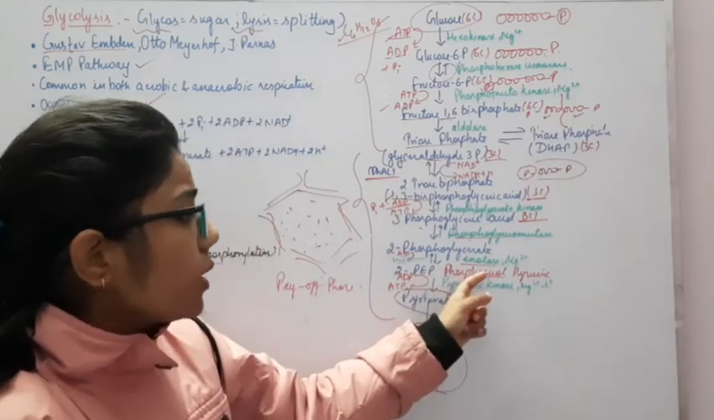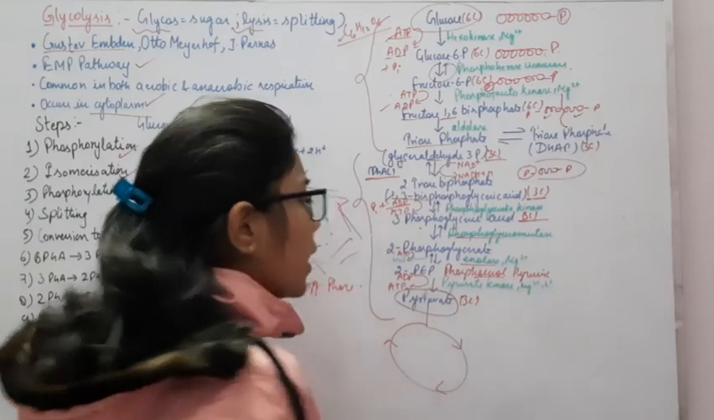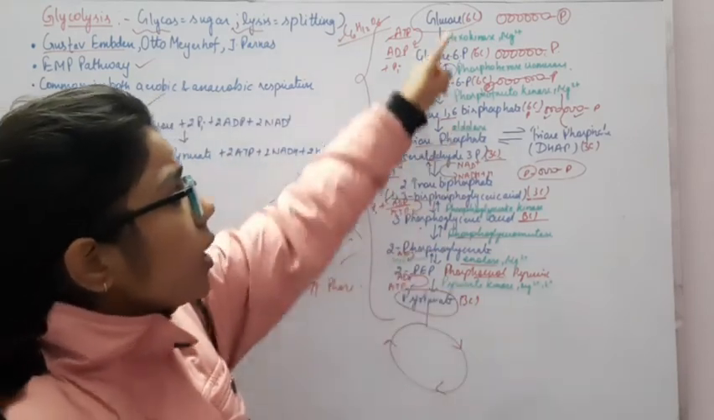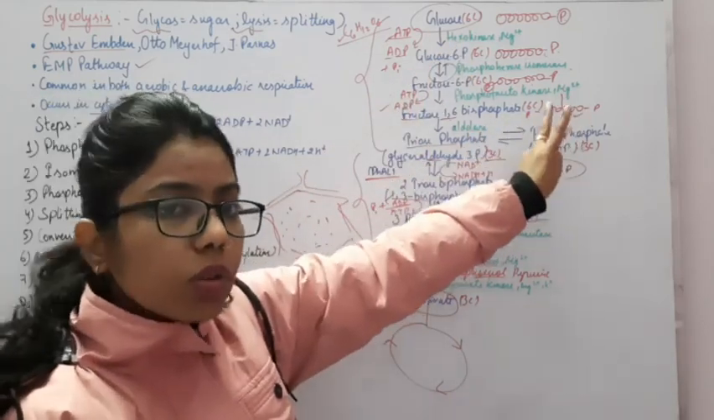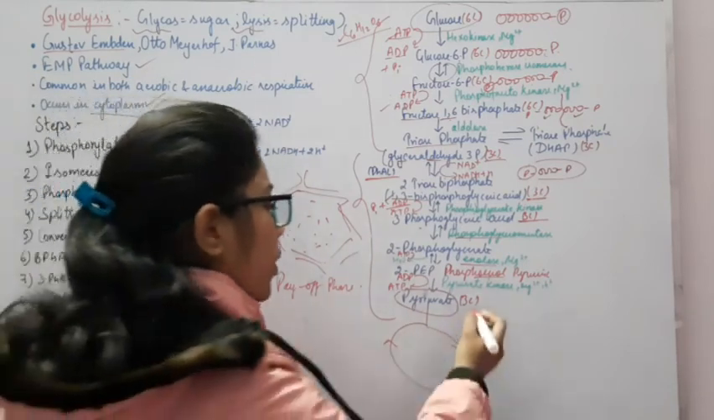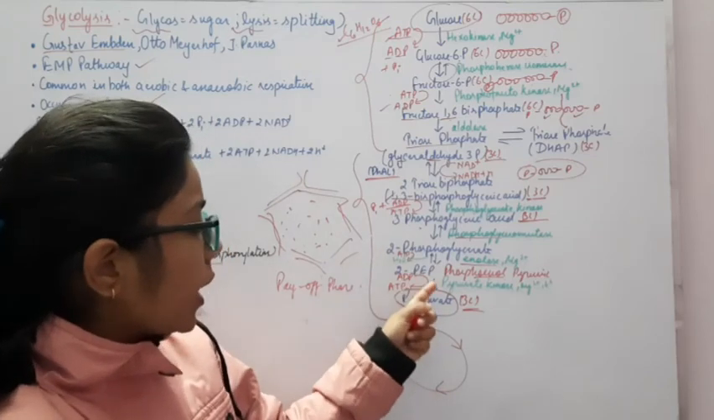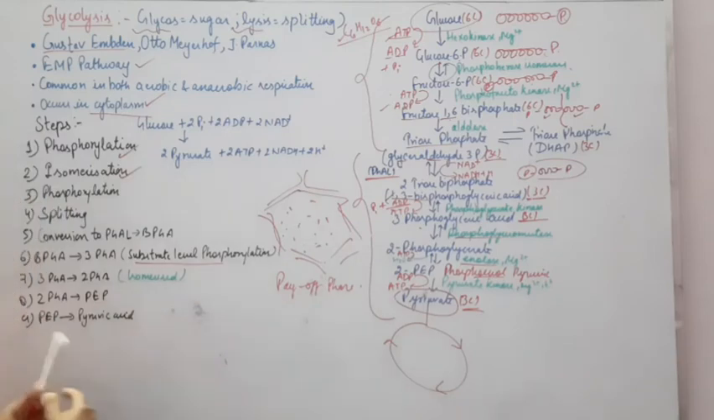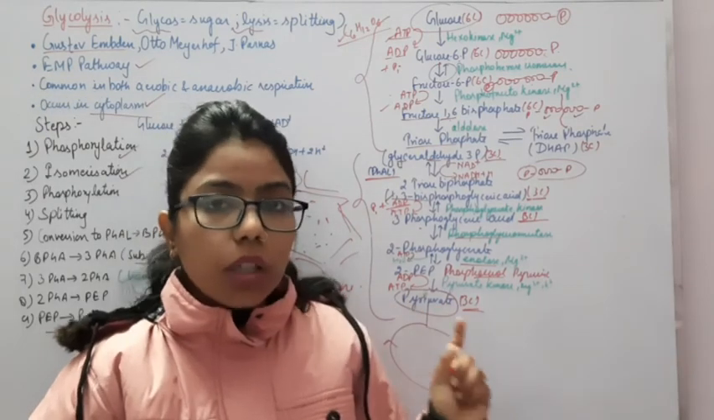Now this phosphoenol pyruvic acid is again a 3-carbon compound, because initially it was a 6-carbon compound, and then we broke it down into 2 molecules of the 3-carbon compound. So up to here what are we getting? We are getting the pyruvate. Pyruvate is a 3-carbon compound which we get from this phosphoenol pyruvic acid, and this is the final product of glycolysis.